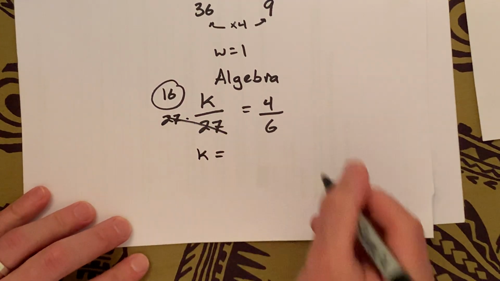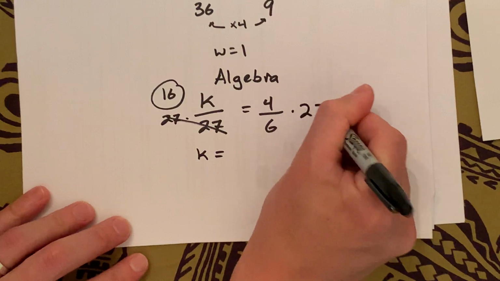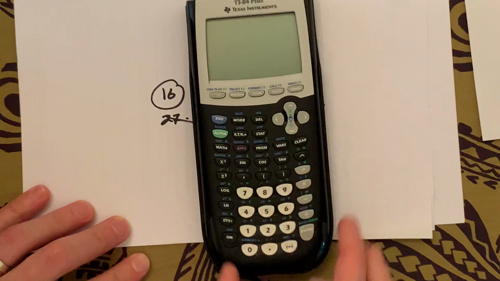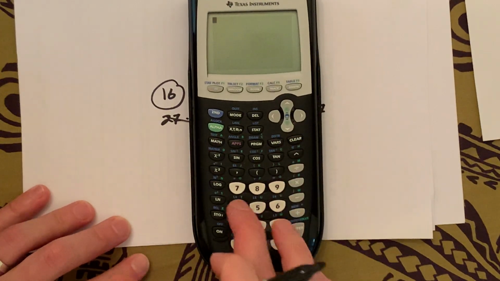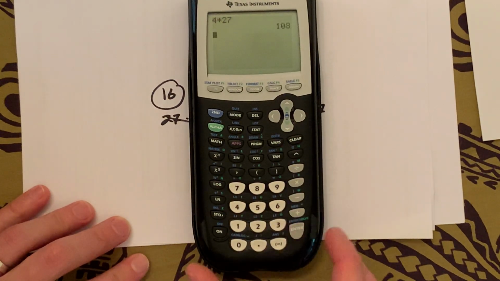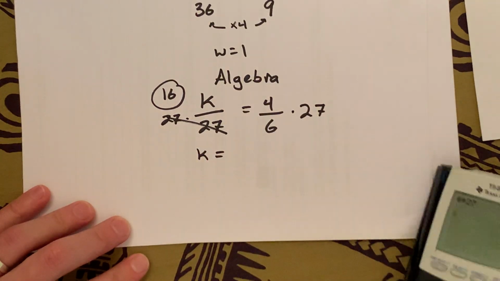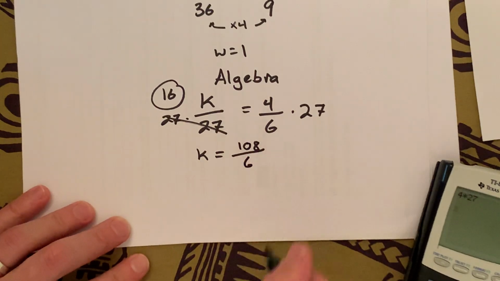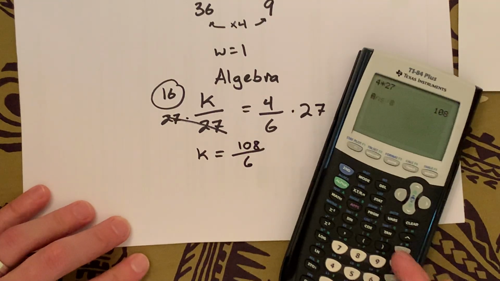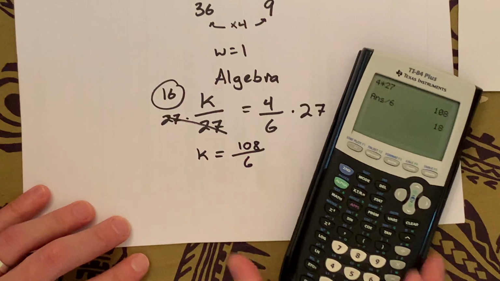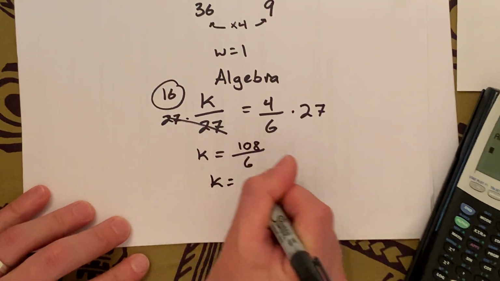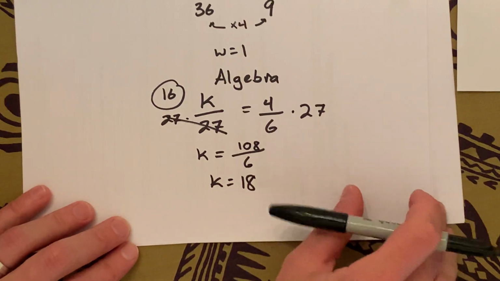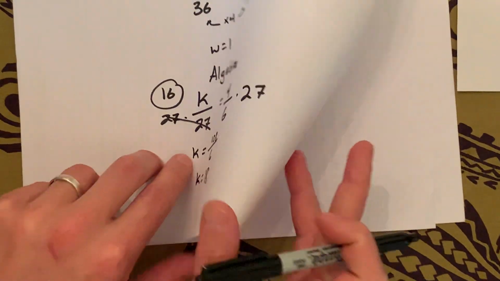But if I multiply by 27 on one side, I have to multiply by 27 on the other side. And so that leaves me with 4 times 27. Well, fortunately, you guys get to use calculators on this one. So 4 times 27 equals 108. But I'm not done because I still have 6 as a denominator. That's a division problem. Divided by 6 equals 18. So K equals 18. So I can use two methods to solve this type of proportional problem.